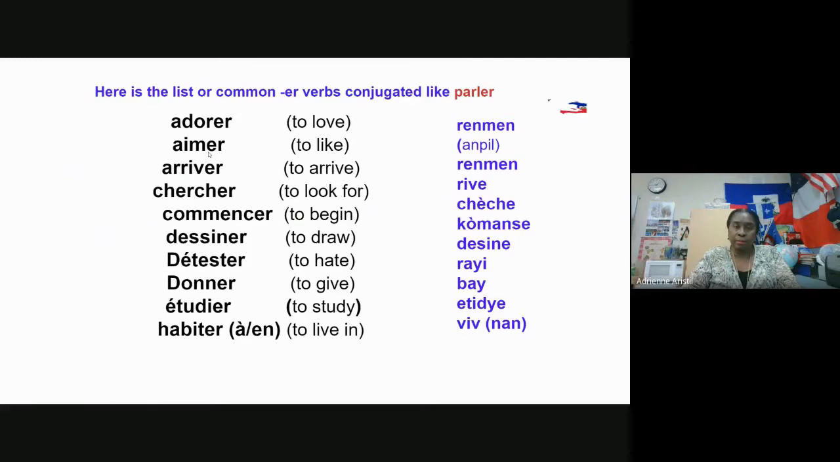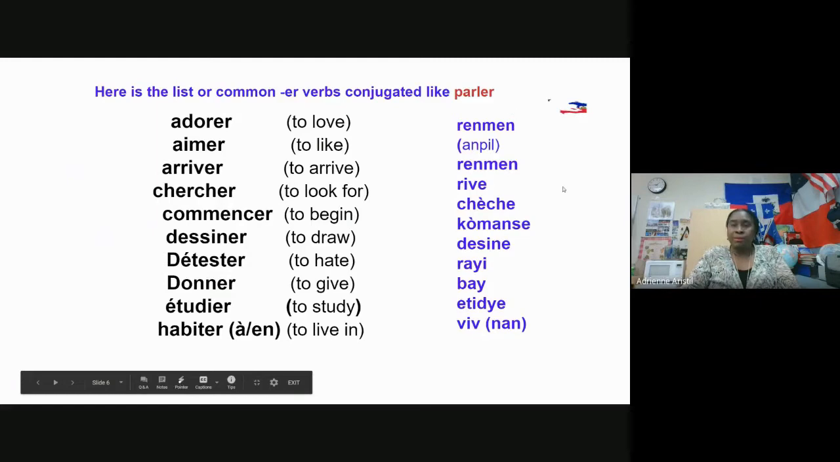Aimer, to like. Arriver, to arrive. Chercher, to look for. Commencer, to begin. Dessiner, to draw. Détester, to hate. Donner, to give. Étudier, to study. Habiter à, en, to live in.